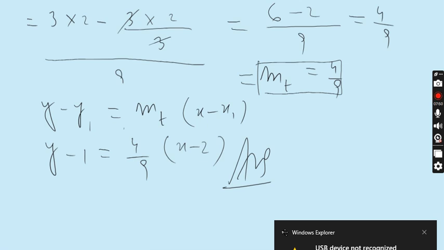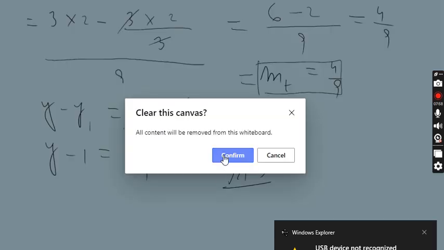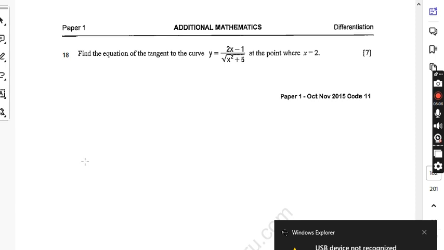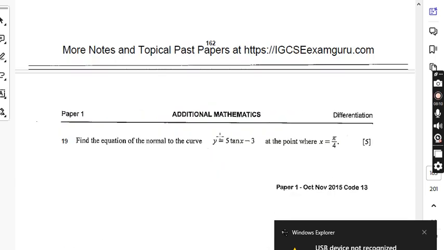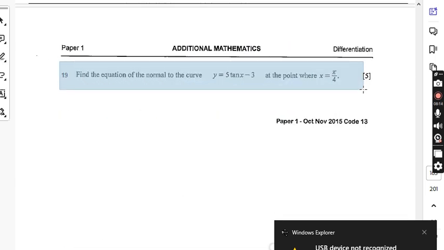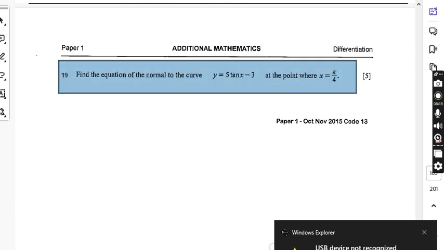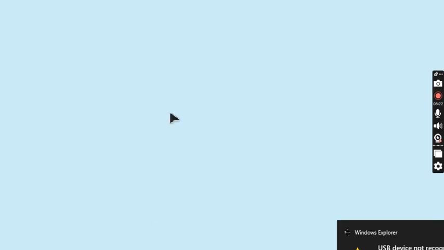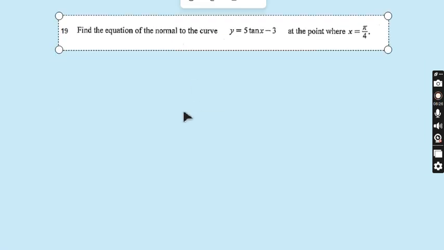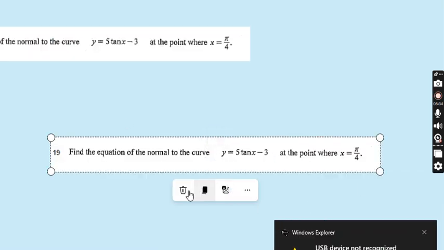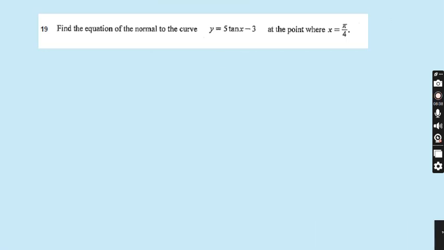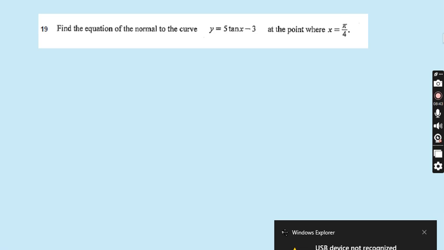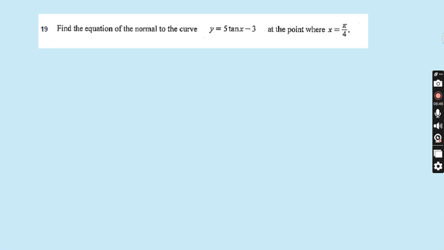So this is question number 18. This question came in October-November 2015, paper 1-1. Move to the last question of paper 1. Find the equation of the normal to the curve y equals 5 tan x minus 3. This time we have to find the equation of normal.